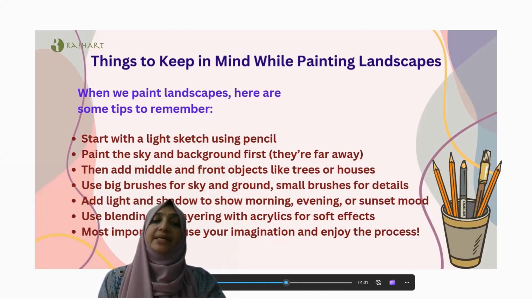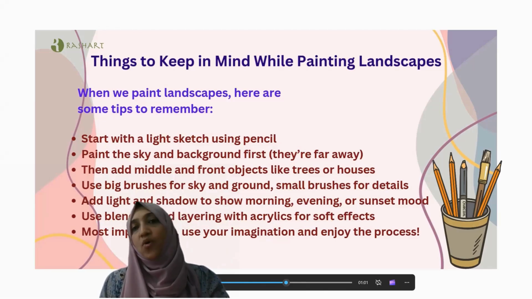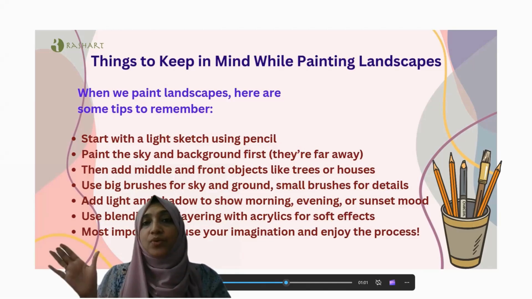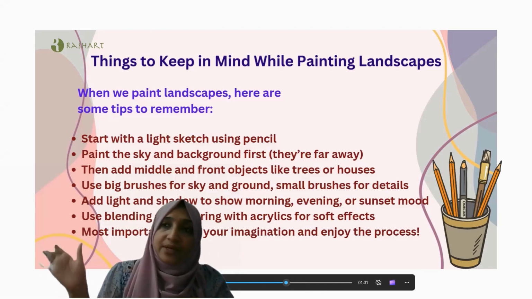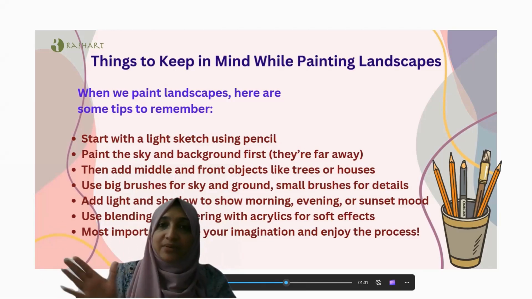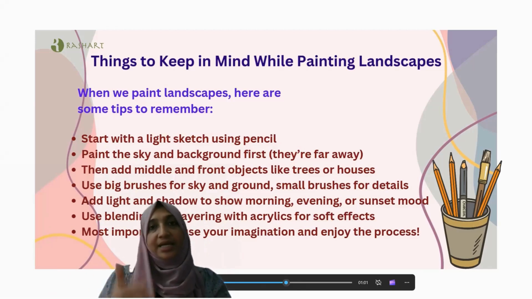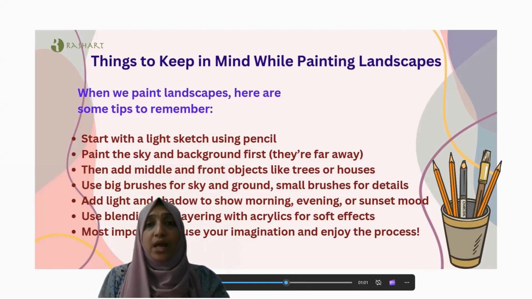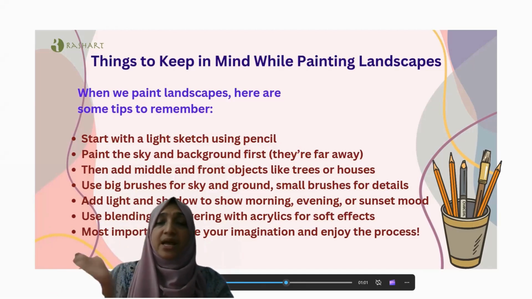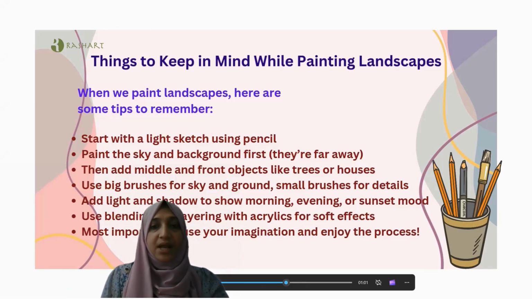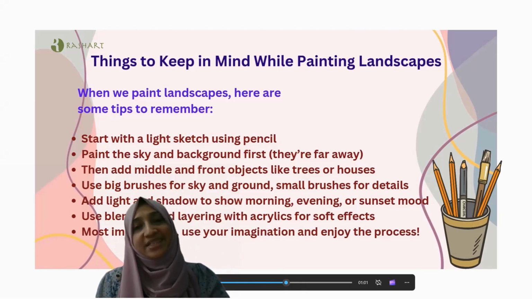And use blending and layering with acrylics for soft effects. Blending means we use the brush and we merge the colors together. That is called blending. In the sky itself, you can see how to blend the colors together. White, blue, along with the white and blue, we can blend and we can apply colors over them. Got it? And layering, that also we will learn in the next videos.